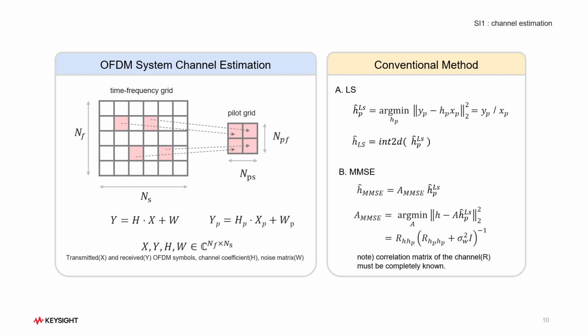Minimum mean squared error is a more sophisticated method. It estimates the channel using the MMSE estimator, minimizing mean squared error while accounting for noise. It typically offers better accuracy, but with higher computational complexity. The choice depends on system requirements.